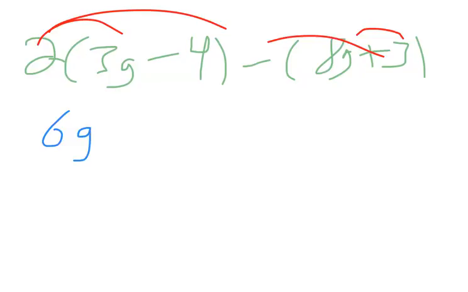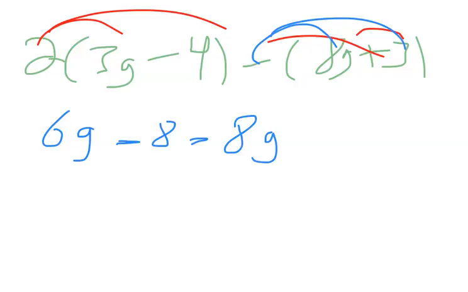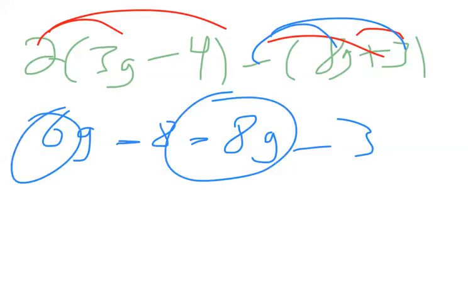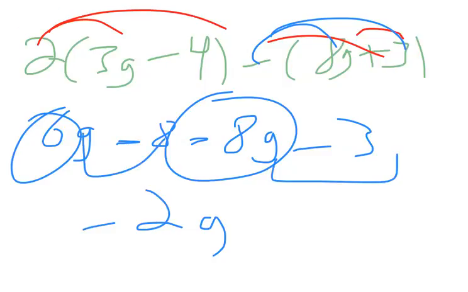6g minus 8. Remember, there's a minus, so you have a minus 8g and then a minus 3. So you do 6 minus 8, which is negative 2g, I believe. Yep. And then negative 8 minus 3 is negative 11, and that's it. That's all the question really asks, just simplifying it in this case. We can also go onwards, but you don't have to.